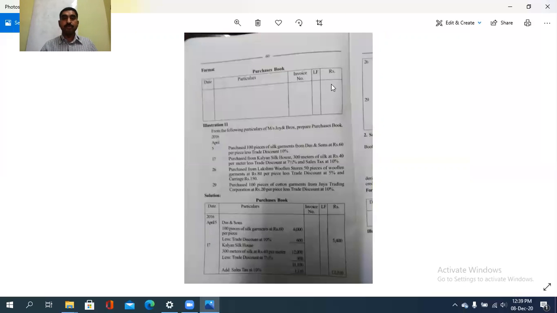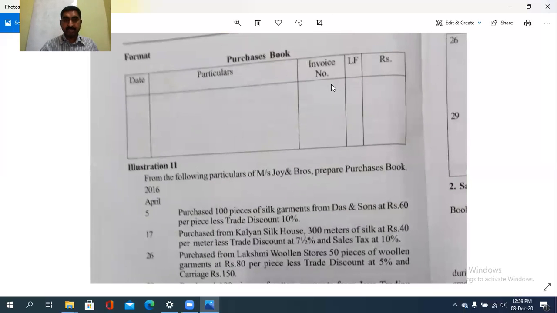So this is the format for the purchase day book. There's a date, there's a particulars column, there's an invoice number, against that particular invoice, this much goods has gone. Ledger folio and amount column. So we will do this problem.